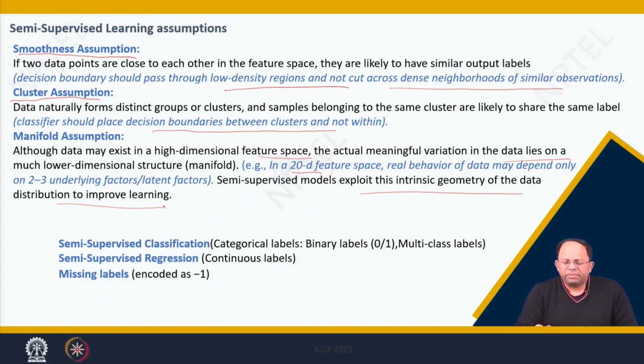Semi-supervised learning could be done for both classification as well as regression. Regression basically means the label values are continuous, and classification refers to when the labels are categorical in nature. Either it's a binary categorization, or it could be a multi-class categorization. Because we are working with unlabeled data, the missing labels should be encoded as -1. That means the sample doesn't have a label at all.